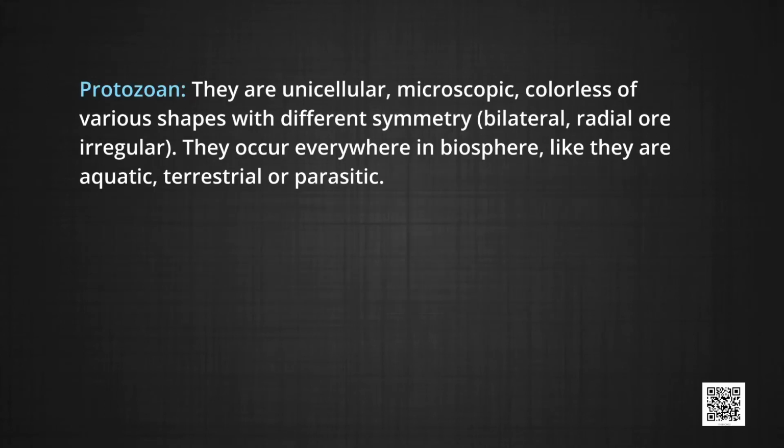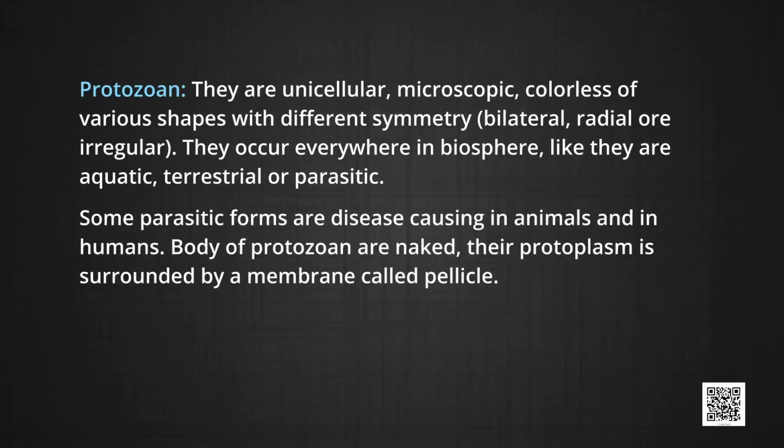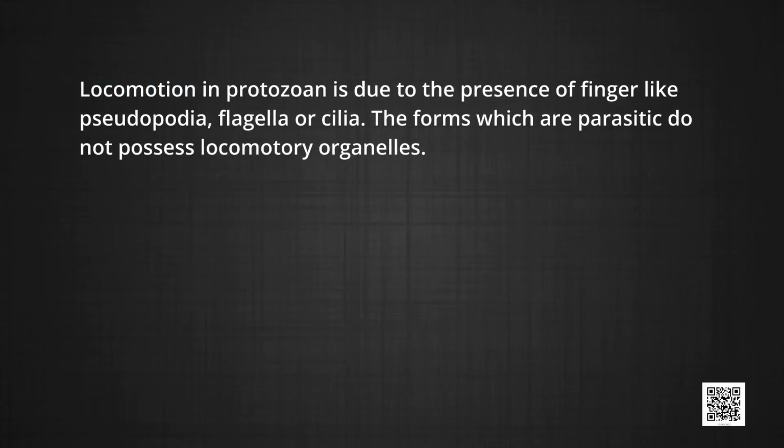Protozoans are unicellular, microscopic, colorless, of various shapes with different symmetry: bilateral, radial or irregular. They occur everywhere in the biosphere; they are aquatic, terrestrial or parasitic. Some parasitic forms are disease causing in animals and in humans. The body of protozoans is naked. Their protoplasm is surrounded by a membrane called the pellicle. Locomotion in protozoans is due to the presence of finger-like pseudopodia, flagella or cilia. The forms which are parasitic do not possess locomotory organelles.